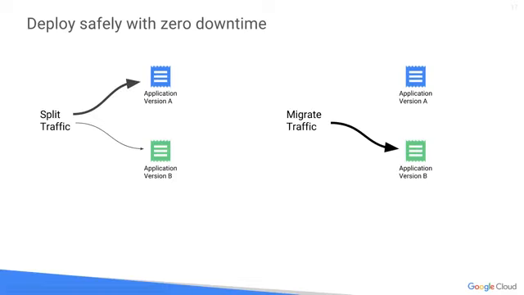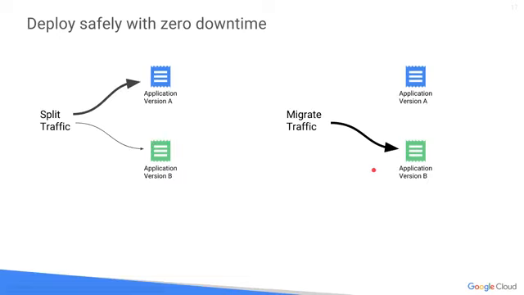With App Engine Flexible Environment, you can deploy safely with zero downtime. App Engine Flexible Environment enables you to perform canary testing. You can verify a production release before serving any external traffic. You can perform A/B testing of your application and deploy updates by easily splitting traffic between the current version and the new version. After you verify that the new version works, you can migrate all traffic to the new version without any downtime.